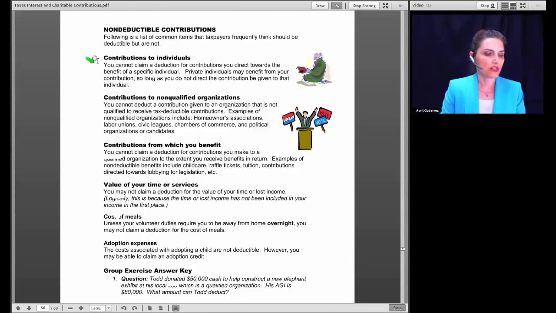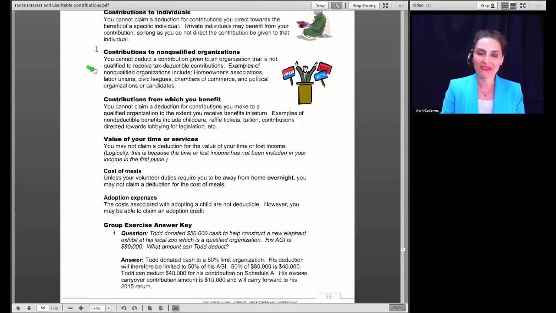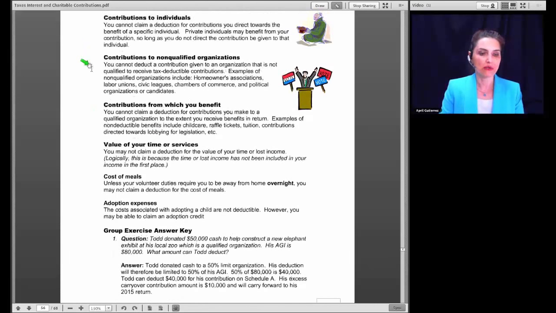So let's take a look at the types of things your clients may want to deduct but can't. So firstly, we have contributions to individuals. If you see the beggar on the street and you give him a buck, it's non-deductible. Contributions to individuals not allowed. Contributions to non-qualified organizations.